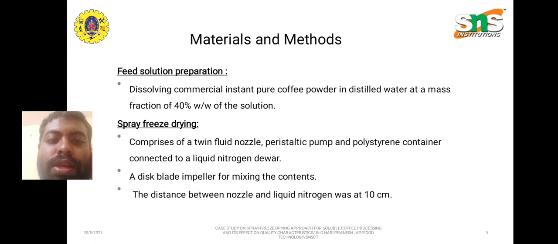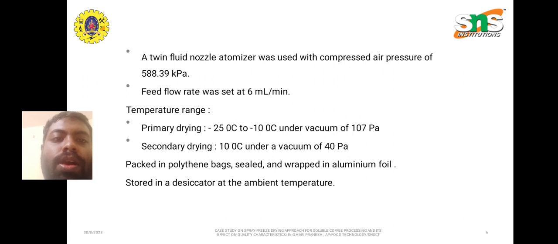Spray freeze drying. The setup comprises a twin fluid nozzle, a peristaltic pump, and a polystyrene container connected to a liquid nitrogen dewar. A disc blade impeller is used for mixing the contents. The distance between the nozzle and the liquid nitrogen was about 10 cm. A twin fluid nozzle atomizer was used with compressed air pressure of about 588.39 kPa. The feed flow rate was set at 6 milliliters per minute.